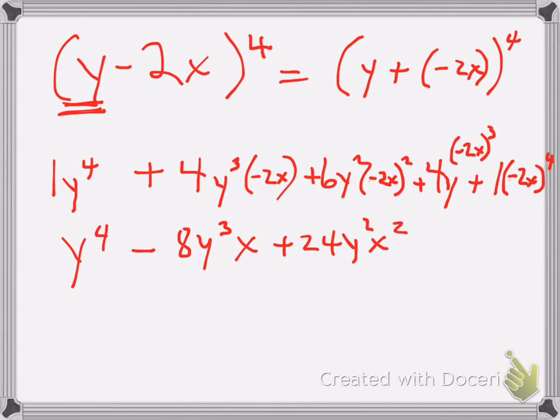The next term we have negative 2x cubed. That's negative 8x cubed, right? It's negative because the negative number is being raised to an odd power. 4 times negative 8 is negative 32 y x cubed. And then finally at the end we have negative 2x to the fourth, which is positive 16x to the fourth.